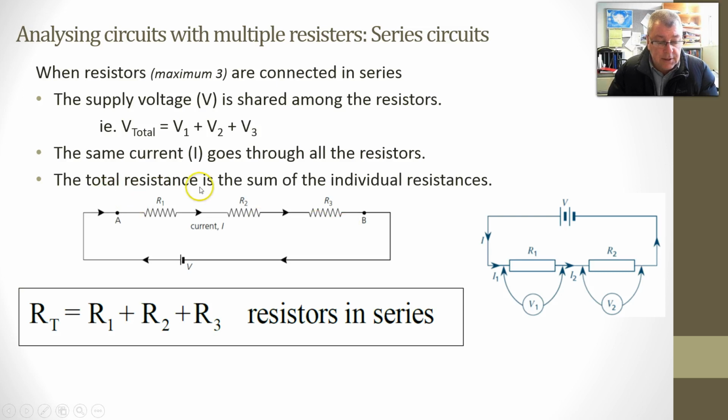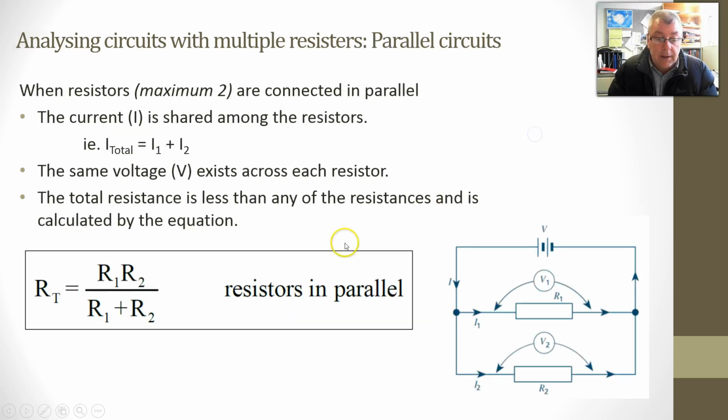Now the total resistance is the sum of the individual resistances, and we have this formula on your information sheet. So the total resistance of the circuit is R1 plus R2 plus R3, in ohms, of course. Alright, now what about parallel circuits?